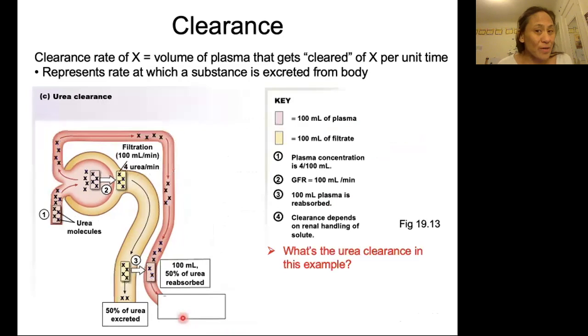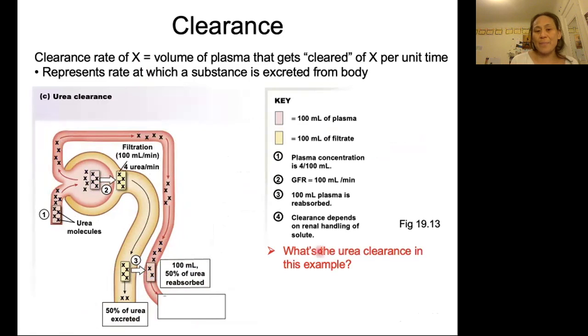I have a couple more examples to go through. This one, we're going to look at this molecule called urea. Urea is going to start at that same concentration, 4 in this 100 milliliter box of plasma. That's going to filter through, and then we are going to reabsorb half of that urea that had filtered in. Okay, so we reabsorb half and we end up excreting half of it.